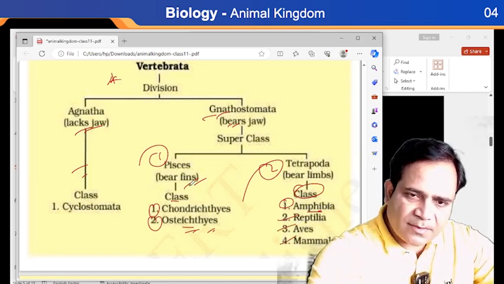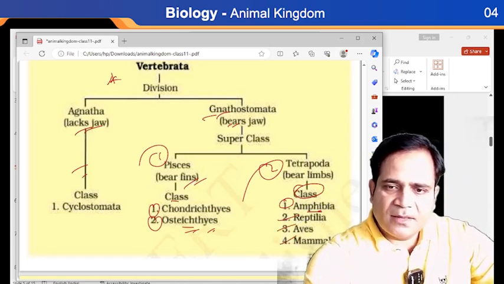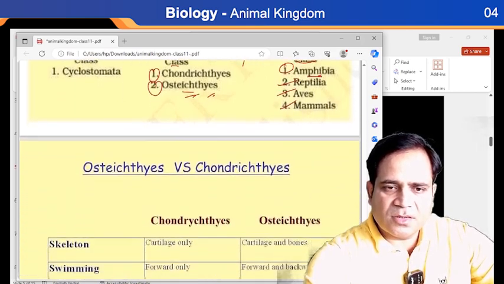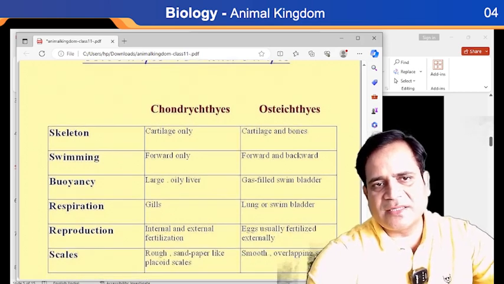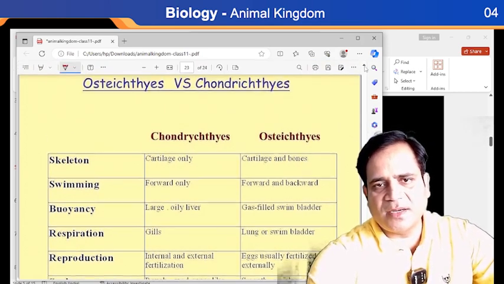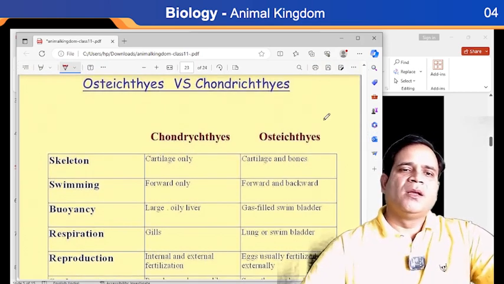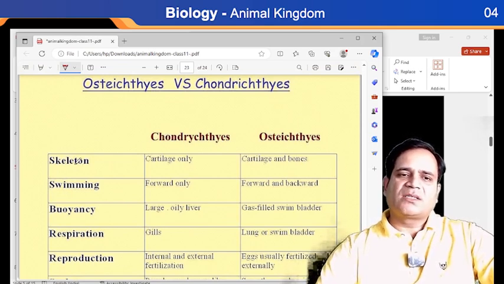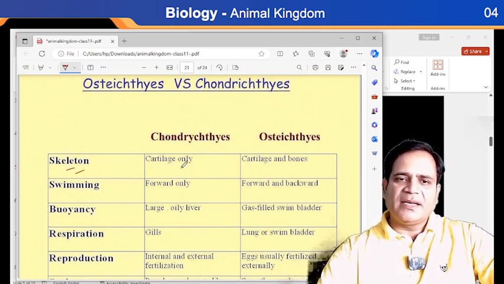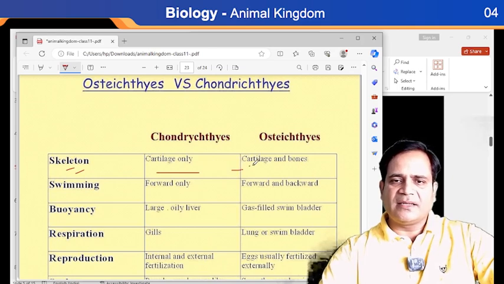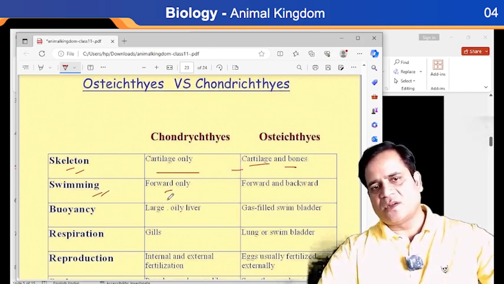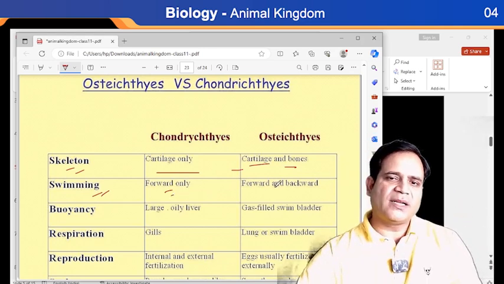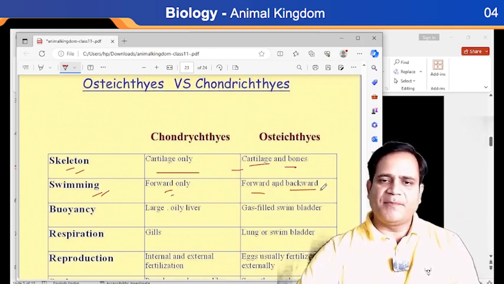So see, let's check one by one all these classes here. Osteichthyes versus Chondrichthyes. What is the difference between Osteichthyes and Chondrichthyes? This one is an important point here, so you have to note it down. If I'm saying about the Chondrichthyes, on the basis of the skeleton, then it is cartilaginous only, and here the cartilage and bones both. As for how they swim, Chondrichthyes swim forward only in the water, while Osteichthyes swim forward and backward both.